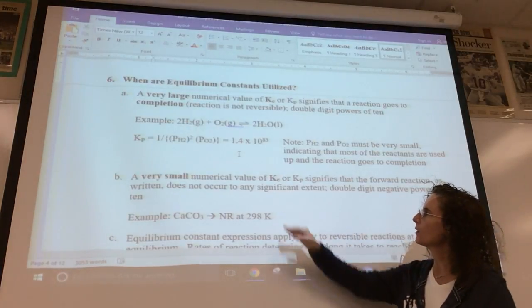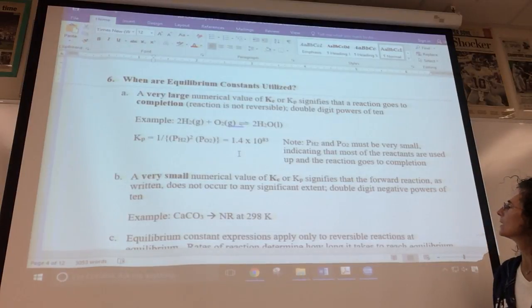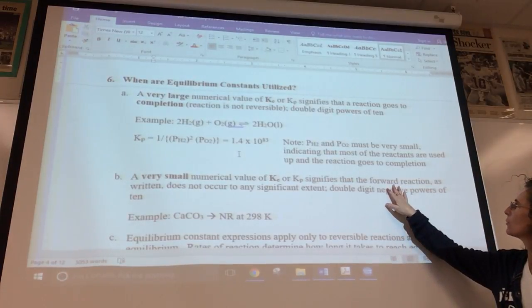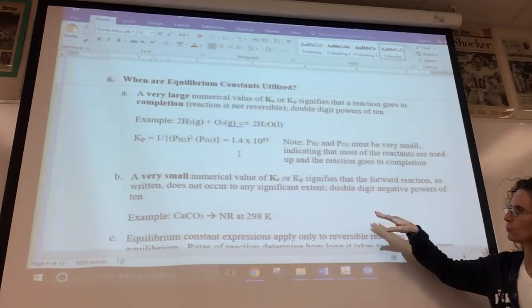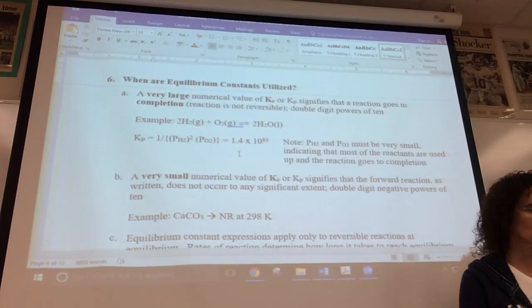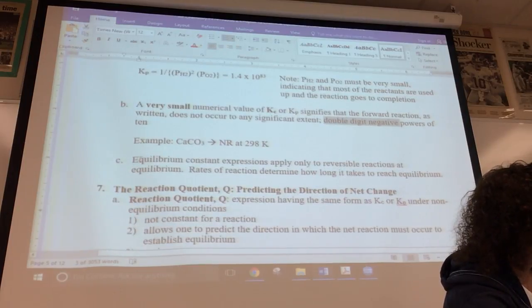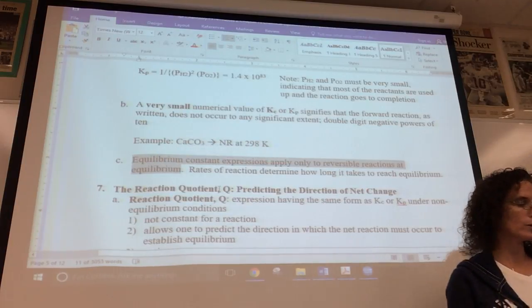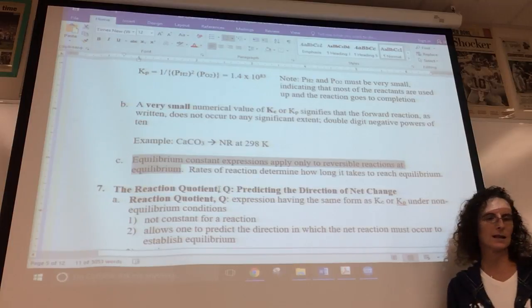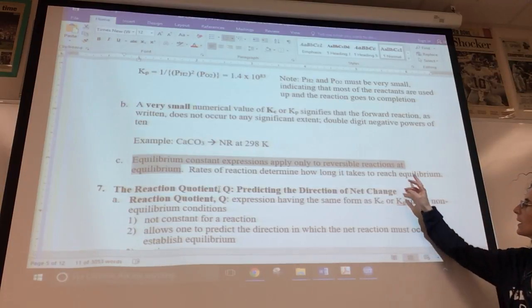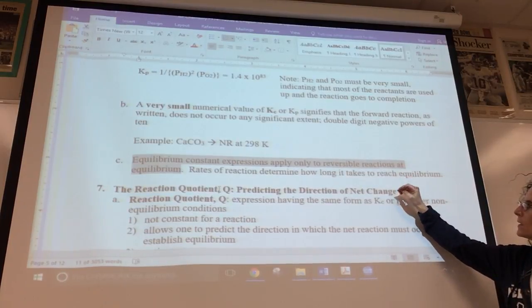A very small value of Kc or Kp signifies that the forward reaction as written doesn't really occur to any significant extent. This is going to be 10 to the -10th, -11th, etc. But when you're talking about equilibrium constant expressions, you're talking about reversible reactions at equilibrium. And we'll link a little bit more here in a minute.